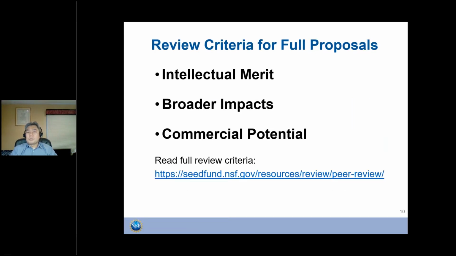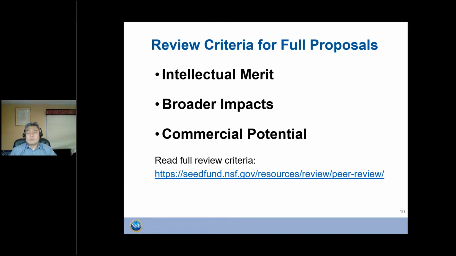These are the review criteria that we use within our SBIR-STTR program. Intellectual merit has to do with the technical aspect of the proposal. Is the technology innovative? Is the team technically experienced, or do they have enough expertise to get the work done? Is the proposed project appropriate for a $275,000 project? Anything that has to do with the technical side.